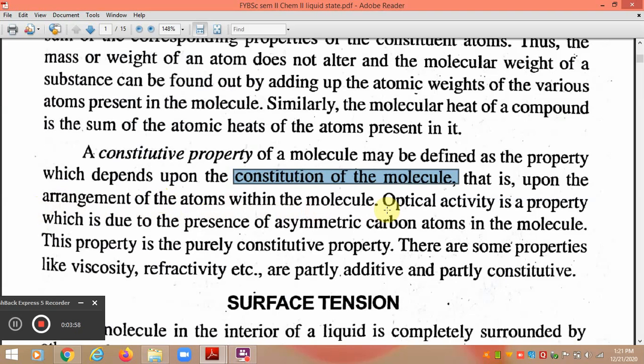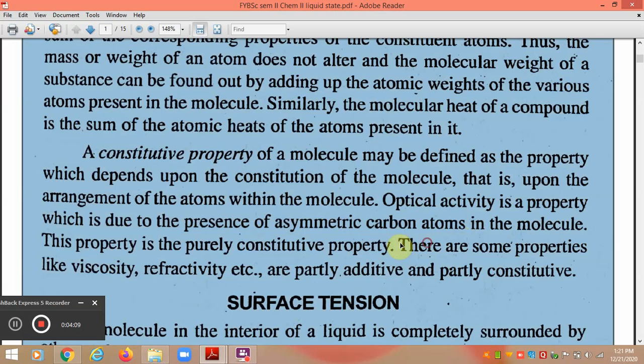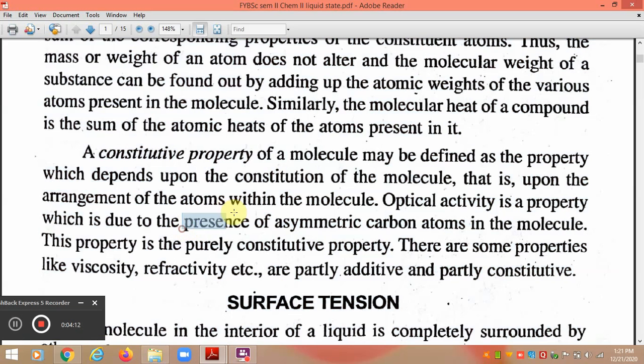For example, optical activity is a constitutive property because the optical activity of a molecule depends upon the presence or absence of asymmetric carbon atoms in the molecule. As it depends upon the arrangement of atoms in the molecule, that's why it is called a constitutive property, and optical activity is purely a constitutive property.